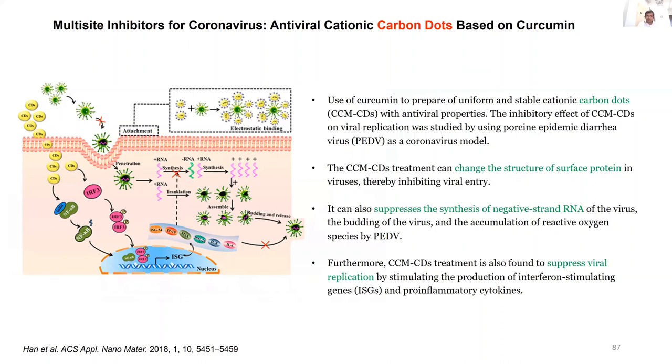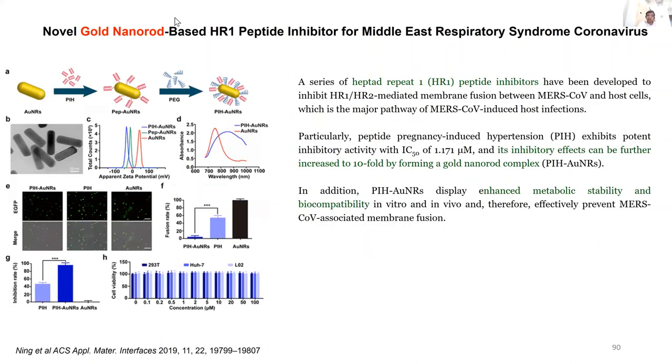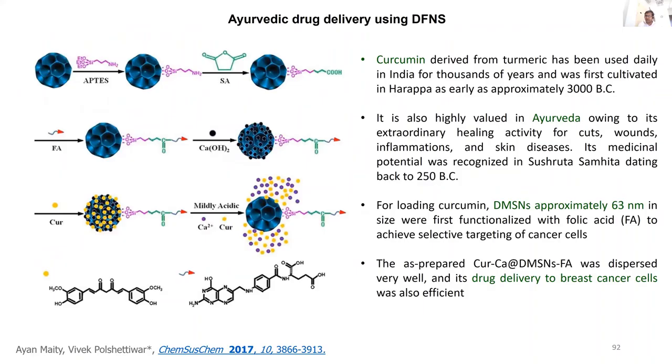Right, so this is the same example of the use of carbon dots, and then people also use gold nanorods, which also help you to treat the viruses. And our own materials are also used for different applications to fight the viruses. One example is you can load the Ayurvedic curcumin onto the silica DFNS, and that allows you to deliver it more selectively, more efficiently than curcumin by itself.